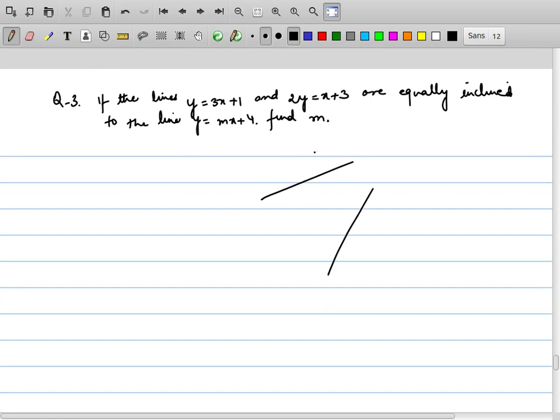These two lines are equally inclined to a line y is equal to mx plus 4. Equally inclined means making same angle with the line. If this is theta, this is also theta. Let's say this is y is equal to 3x plus 1 and this is 2y is equal to x plus 3. Both these lines are making equal angles with this line. So obviously the angle between them is same. Therefore tan theta will also be same.